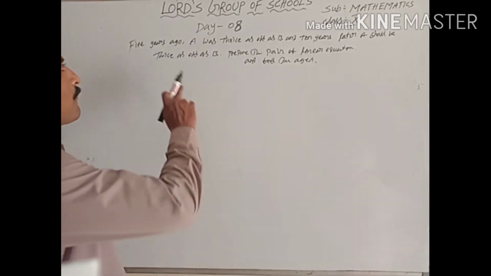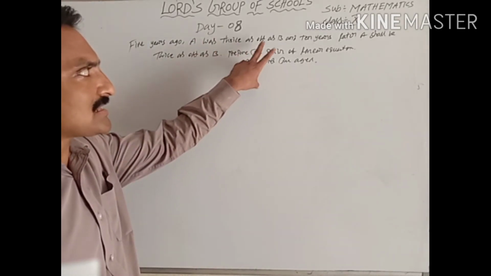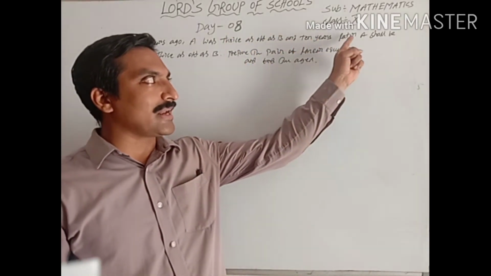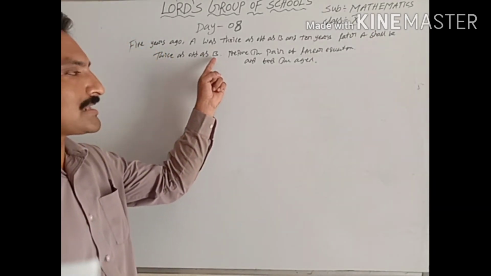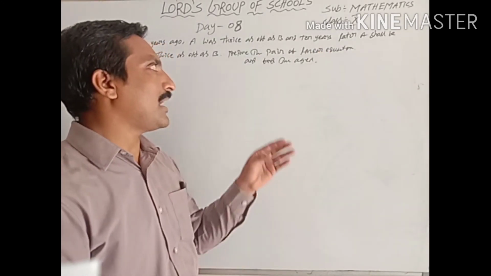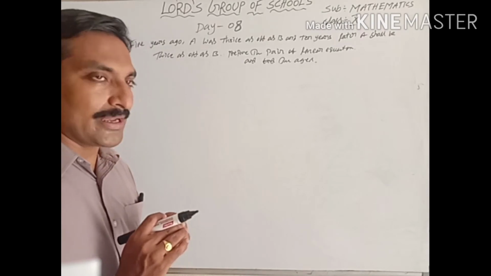based on age: 5 years ago A was thrice as old as B, and 10 years later A shall be twice as old as B. Prepare the pair of linear equations and then find the ages. Like that, questions on ages are asked. Very easy on ages.